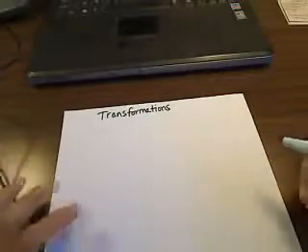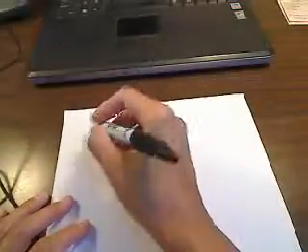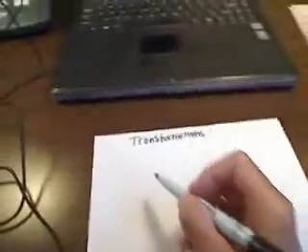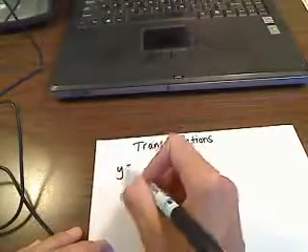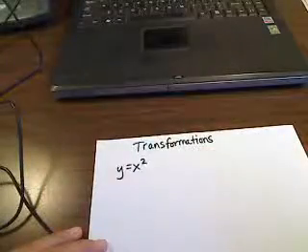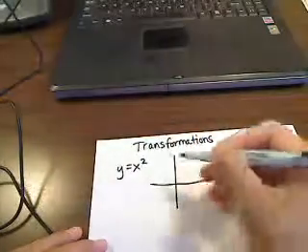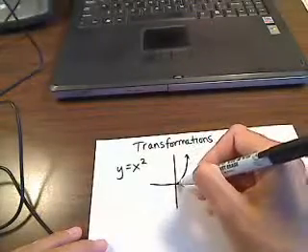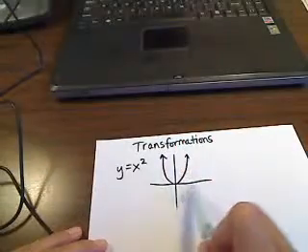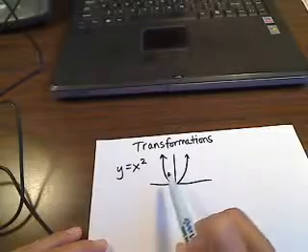Okay, so just as an example, I'm going to talk about the basic function of y equals x squared. If you know anything about that, it's a parabola. The basic function is going to be U-shaped like this. But let's put some specifics on this. Let's get some specific points.